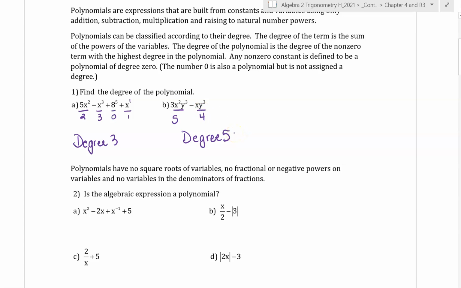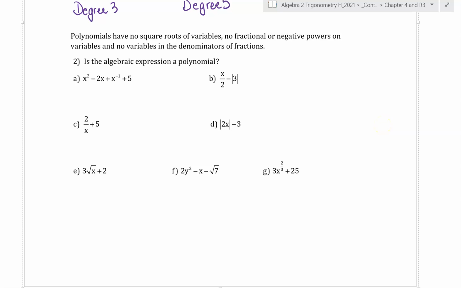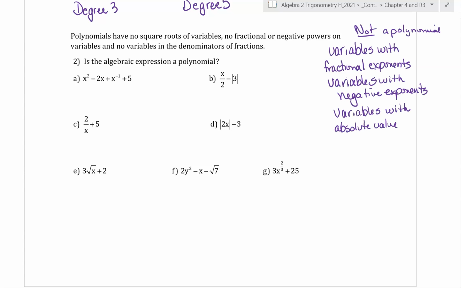Well, now that we know how to find the degree of a polynomial, we should probably discuss how we even know if something is a polynomial. So again, in the paragraph above, they were warning you it's not a polynomial if you have a fractional exponent on a variable. So again, not a polynomial if we have variables with fractional exponents, variables with negative exponents, or the absolute value of a variable. That's not a polynomial because that's an operation that is not addition, subtraction, or multiplication.